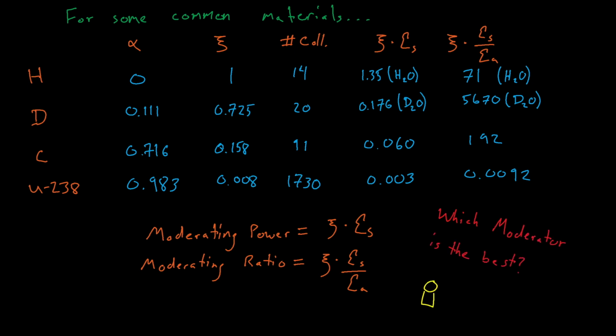Now, we'll end the lecture today by asking ourselves, which of these materials is the best moderator? Clearly it's not uranium. Uranium was only included in this list to show what poor metrics an absorbing fuel material produces for downscatter. But is deuterium the best moderator because it has the highest moderating ratio? Not necessarily. The light water has a much higher moderating power than heavy water, so if you need a compact system, a deuterium moderator might not be your best bet.